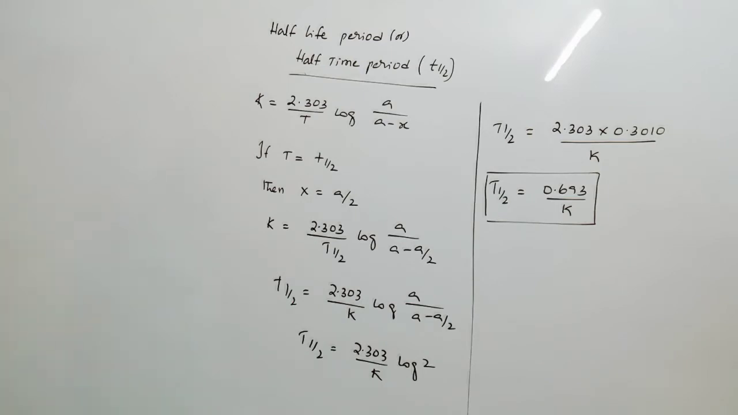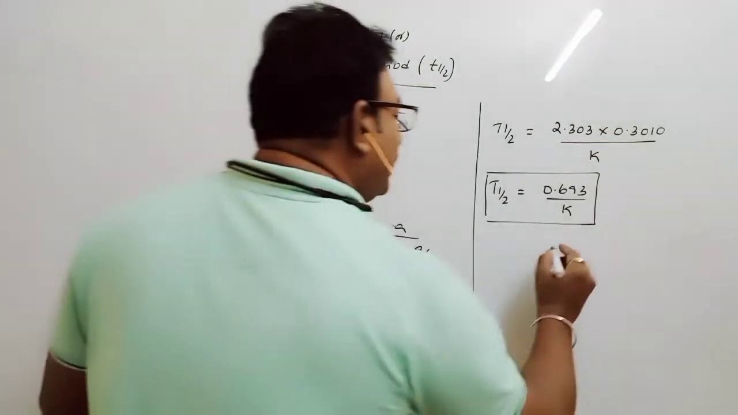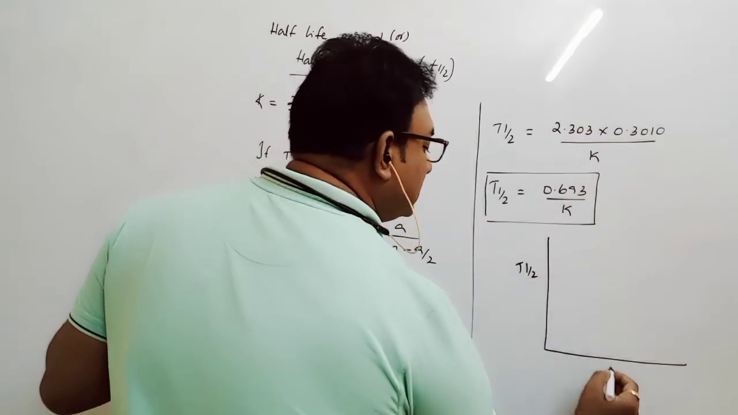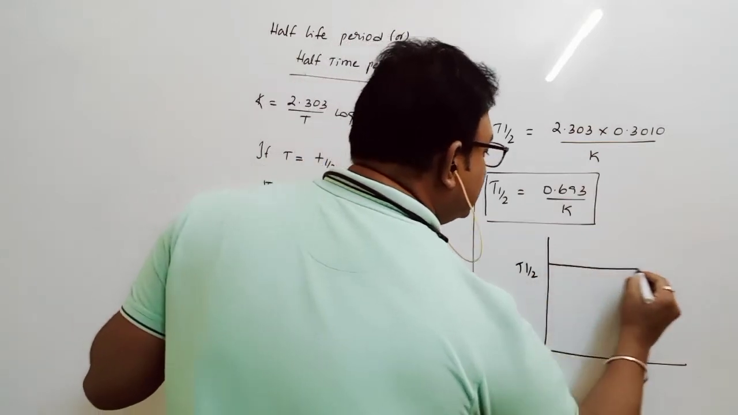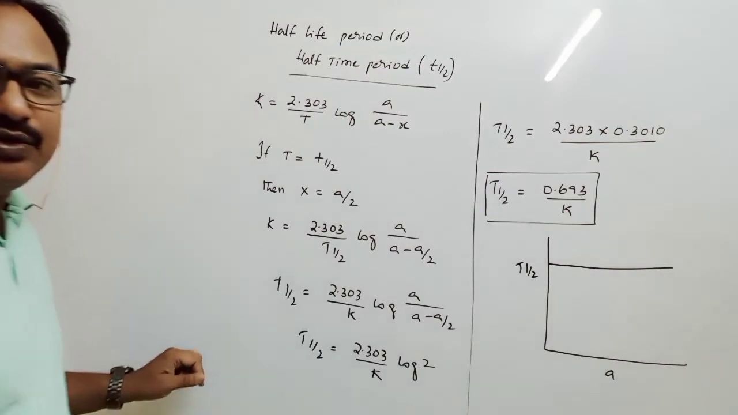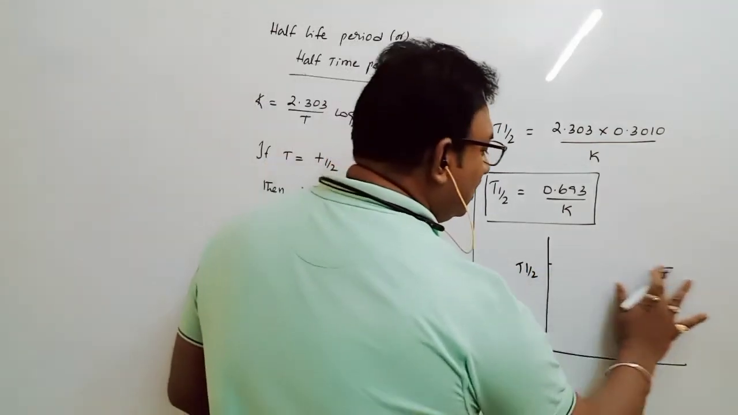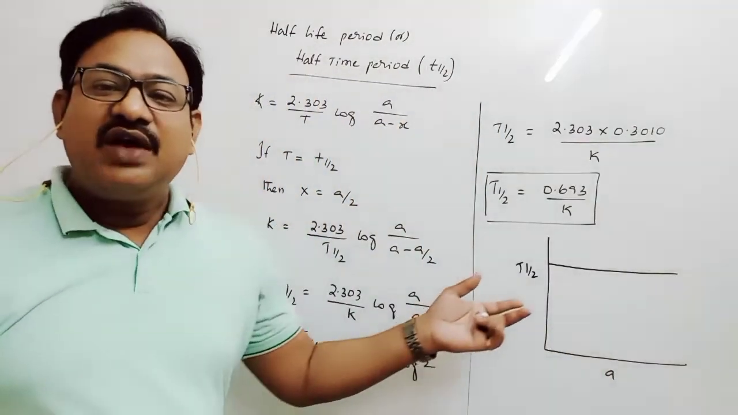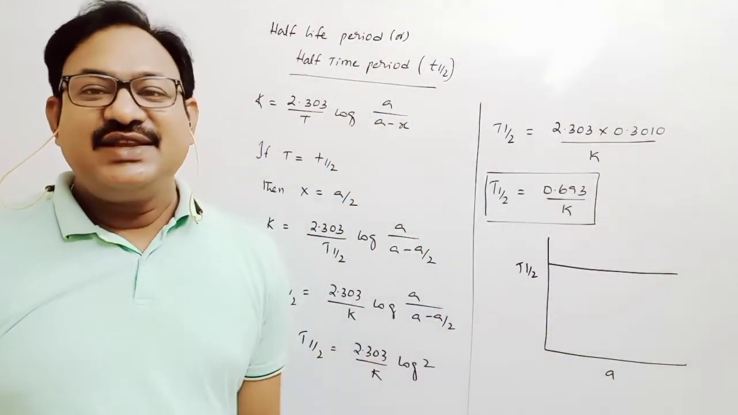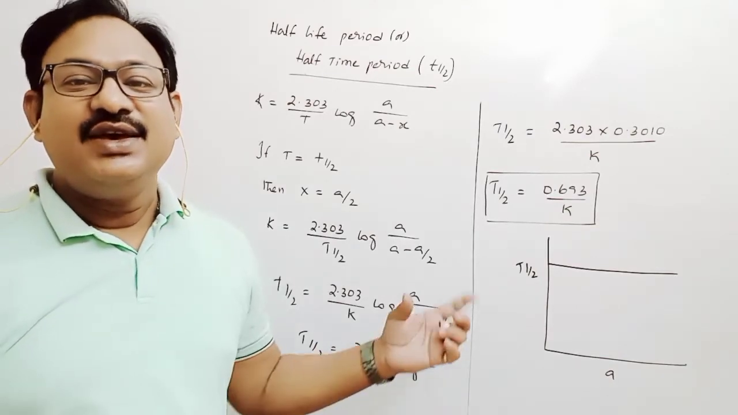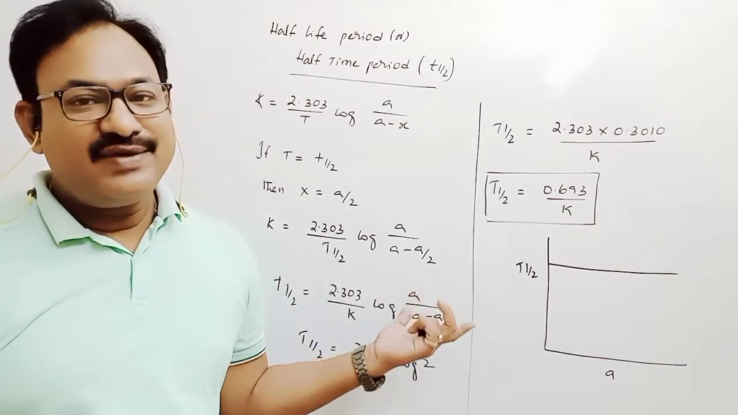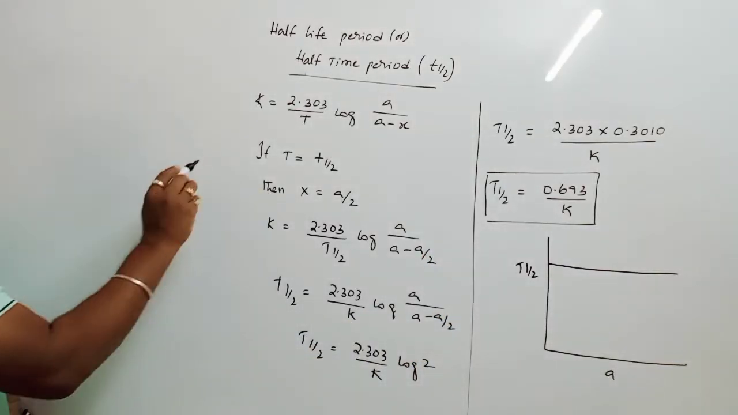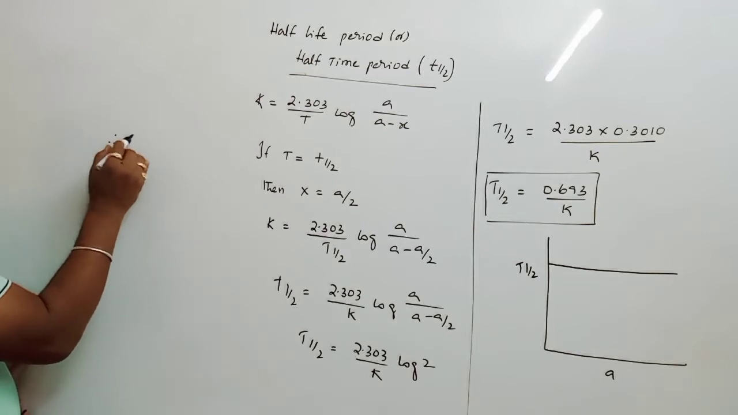Now, see, if you consider the graph of t half versus initial concentration, it is like this, parallel to the concentration axis. What does it mean? Half-life period is independent of initial concentration. Then it is called a first order reaction. So at last, write that point please, Rafi.